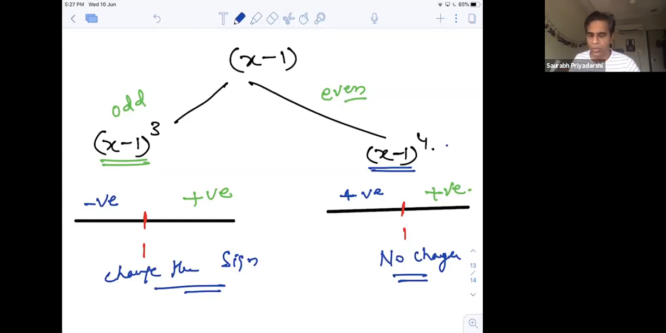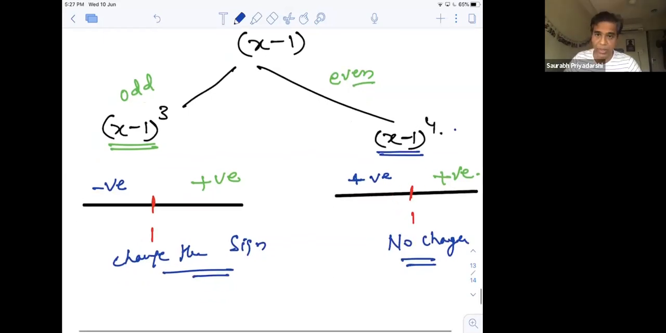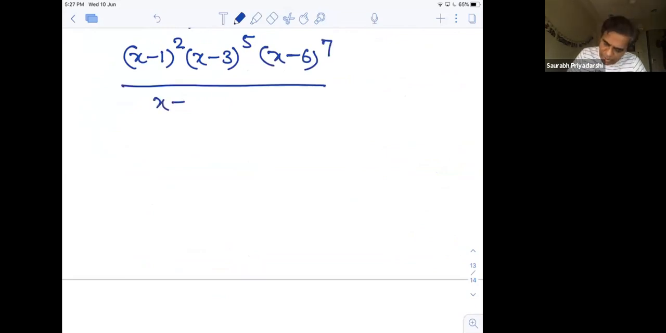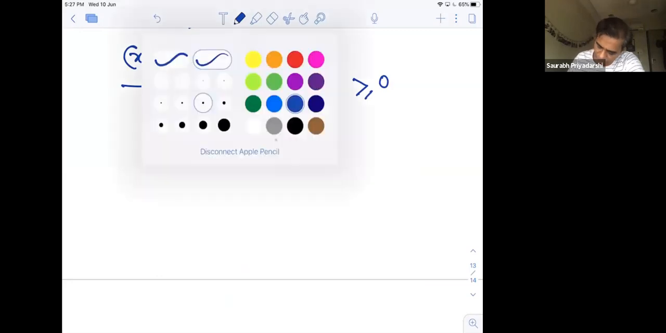Okay. So how do you calculate these things? If the power is even, it will not change the sign. If the power is odd, it has to change the sign. So if I create a question: x minus 1 whole square, x minus 3 to the power 5, x minus 6 to the power 7, upon x minus 10 to the power 12, greater than or equal to 0, or less than or equal to anything, right? How do you solve this? So look into this.